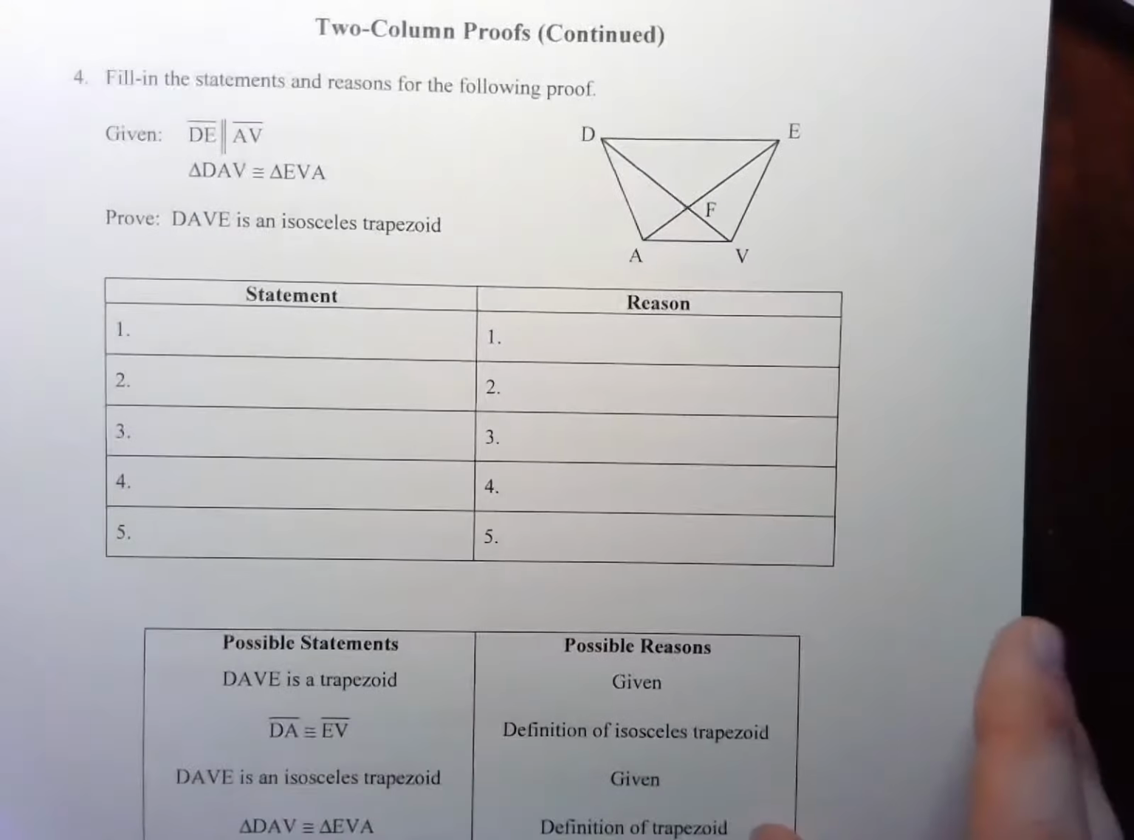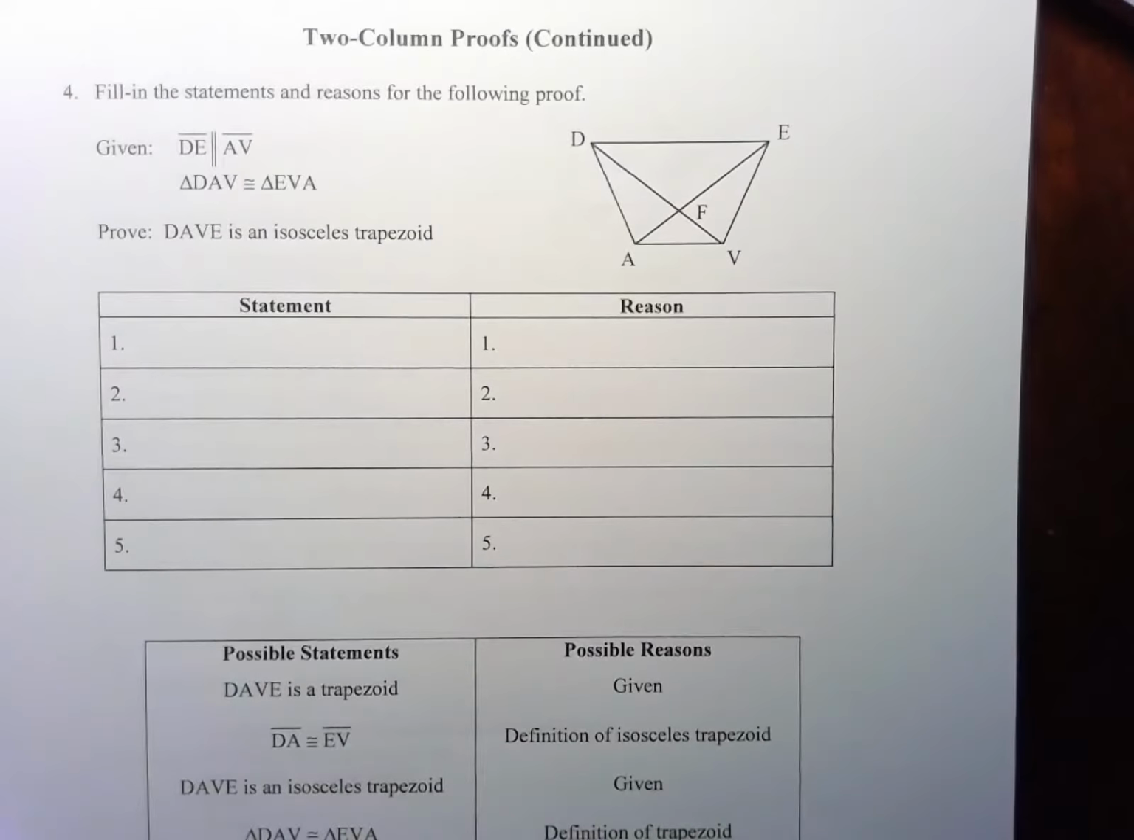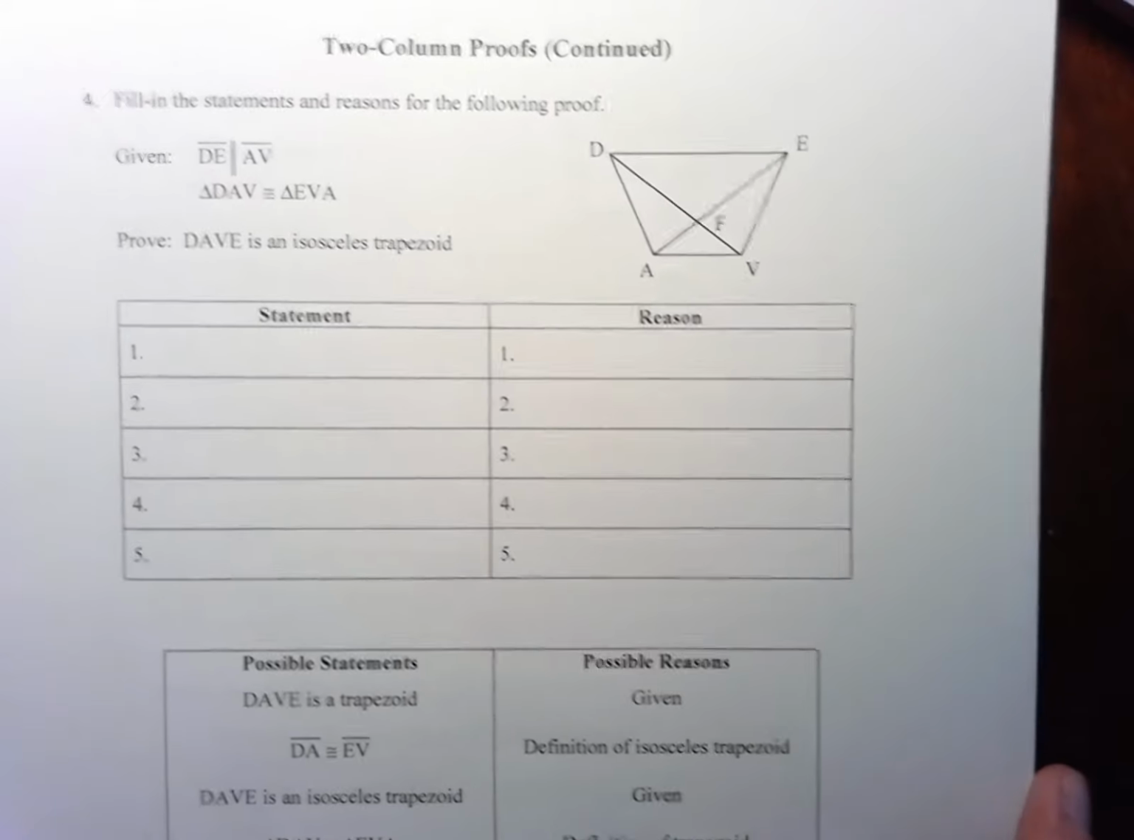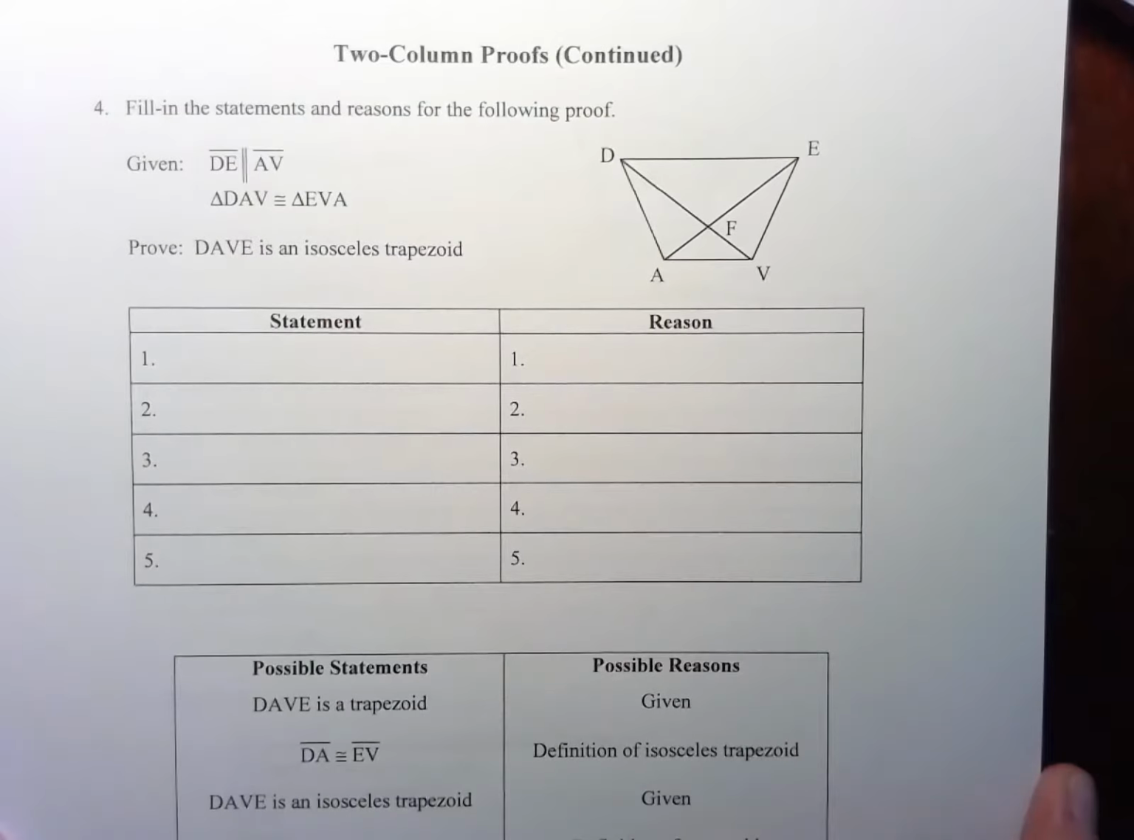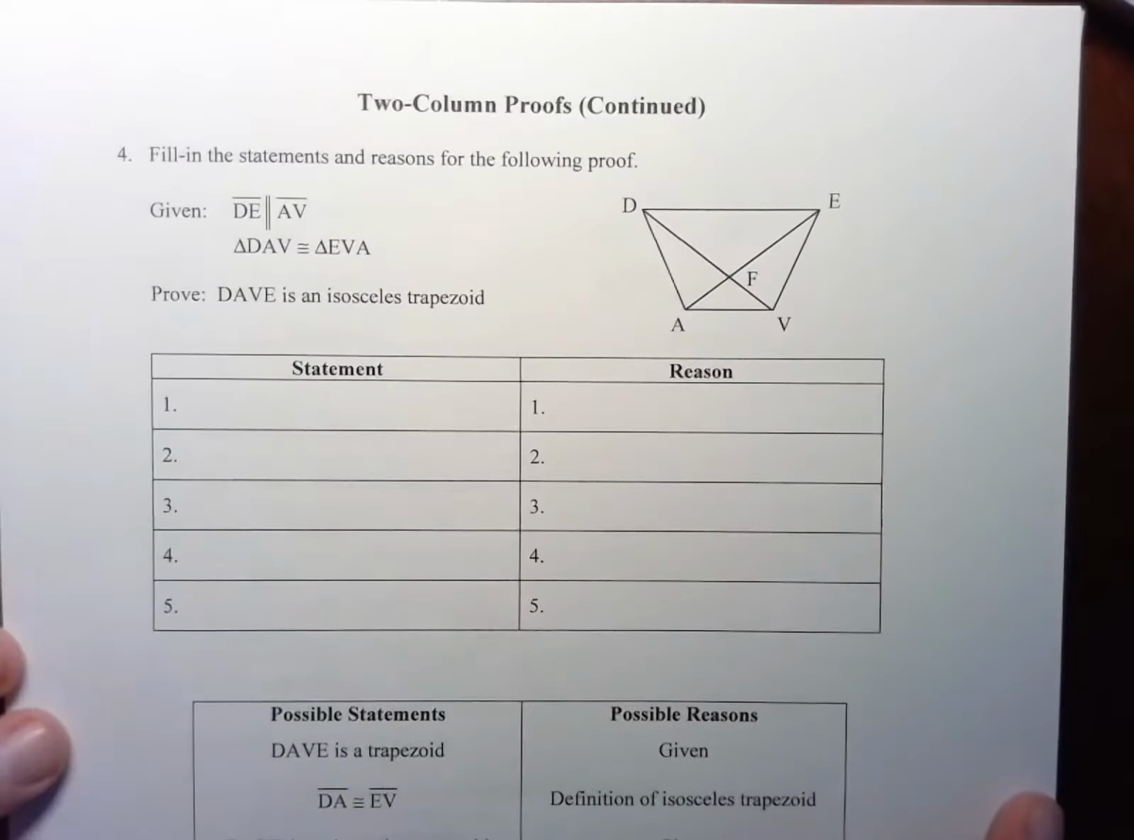But remember that an isosceles just means that you have two sides that are the same length, and a trapezoid is a quadrilateral that has one pair of parallel sides. Actually, it could be just at least one. Some people like to classify rectangles as trapezoids, but I don't want to get caught up on the minutia there. So again, let's just go through this.